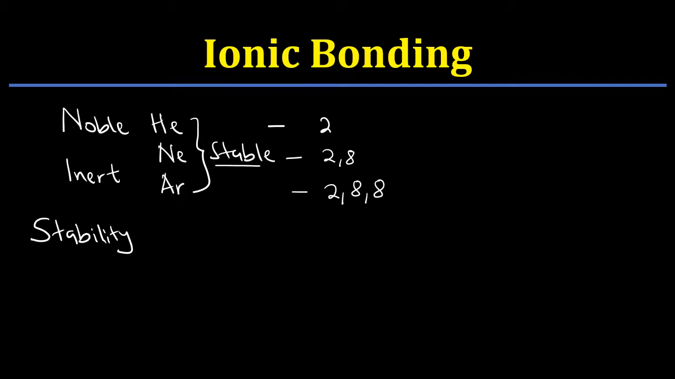However, when you look at helium, it obeys the duplet rule of having 2 electrons in the outermost energy level, while these other two obey the octet rule of having 8 electrons in the outermost energy level. So in our ionic bonding, we are going to see metals and nonmetals working towards having either 8 or 2 electrons in their outermost energy level.